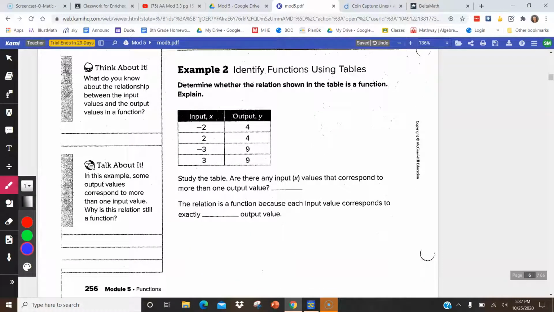Looking over here, is that a function? Absolutely not, because of these inputs repeating. Oh, wait, hang on. Wait, no, they don't repeat at all. Those are negative signs. So it's a function because they do not repeat. However, we don't care if this repeats. That's okay. You just cannot have it repeat for the inputs. Very important distinction.